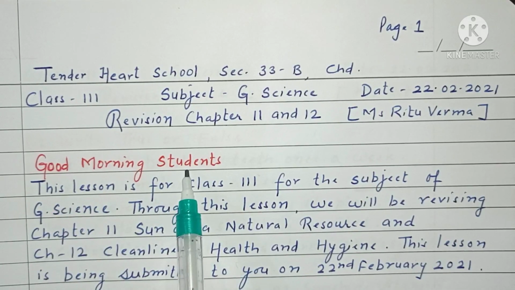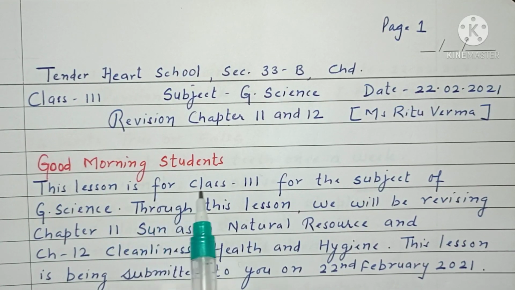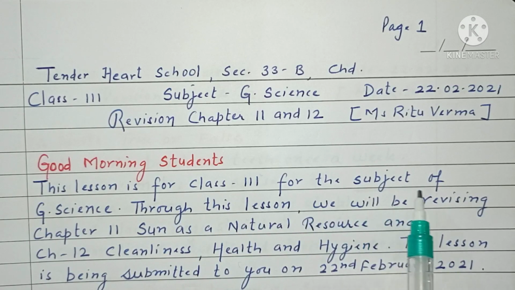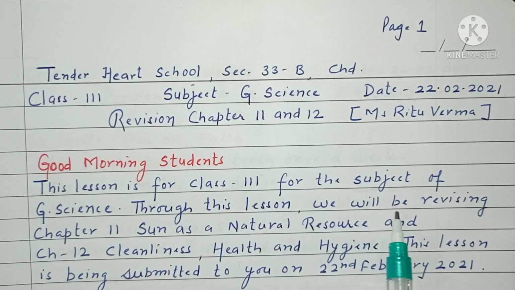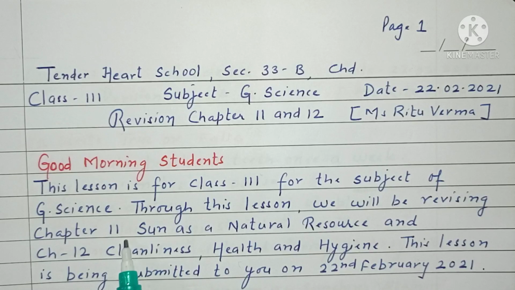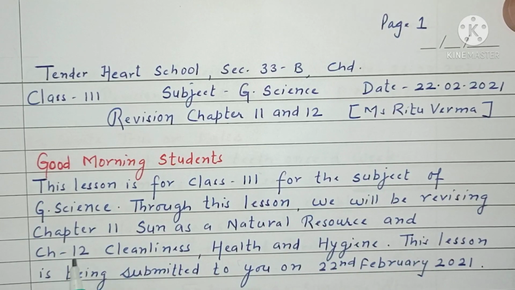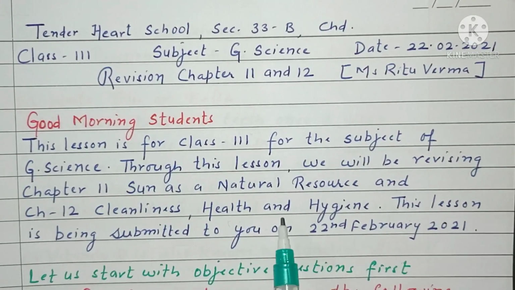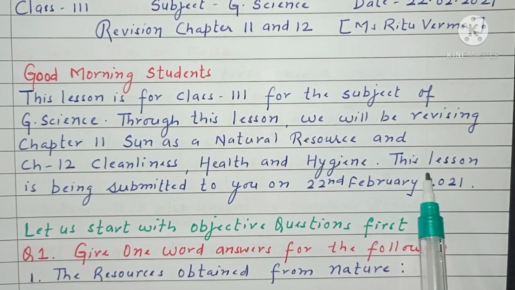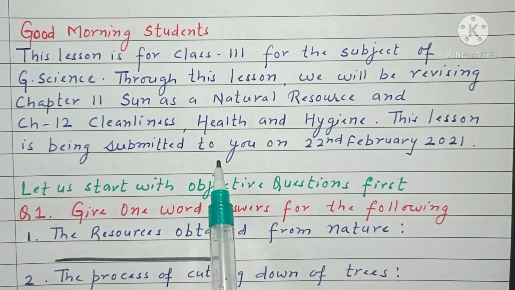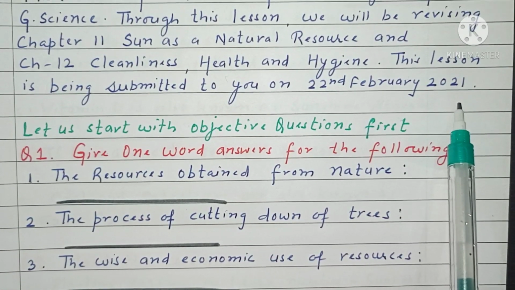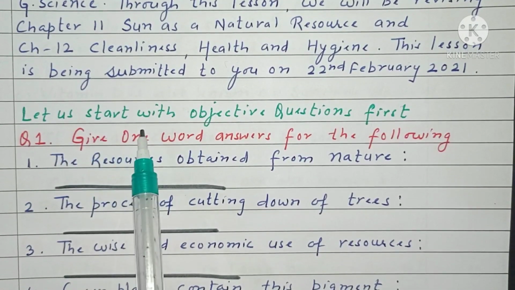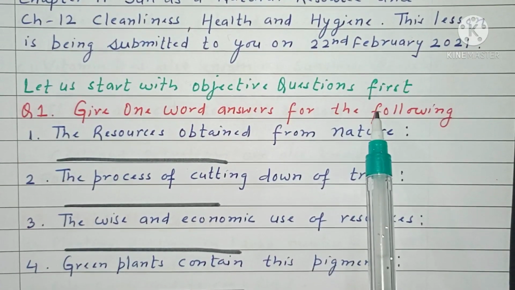Good morning, students. This lesson is for class 3 for the subject of general science. Through this lesson, we will be revising chapter 11, Sun as a Natural Resource, and chapter 12, Cleanliness, Health and Hygiene. This lesson is being submitted to you on 22nd of February 2021. So, let us start with objective questions first.